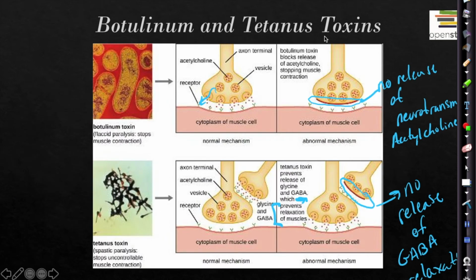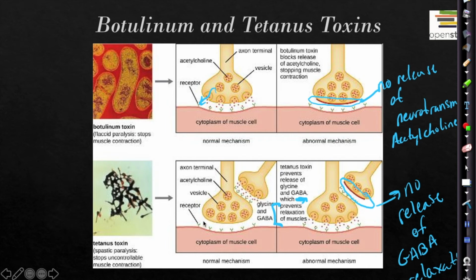So the botulinum toxin is going to block the release of acetylcholine. If you block the release of acetylcholine, that is going to stop muscle contraction. So for instance, in smooth muscle, like the heart muscles, if you stop muscle contraction, that means the heart stops beating. So the botulinum toxin causes paralysis, and when it stops muscle contraction, if that reaches the heart, that then causes death. It's one of the most toxic toxins that we know about.